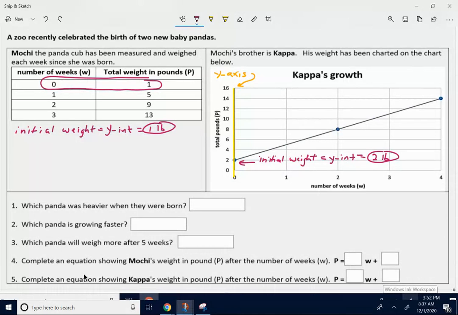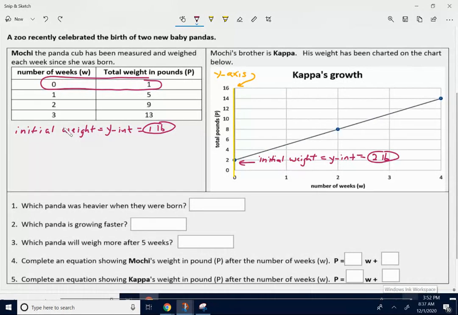That's the initial amount. That is the y-intercept. Moki weighed 1 pound when she was born because it's the number across from 0. So at 0 weeks, when Moki was born, it was 1 pound. For Kappa, look for 0 on the x-axis. So at 0 weeks, Kappa was 2 pounds. So the y-intercept is the initial amount when you're looking at a graph.